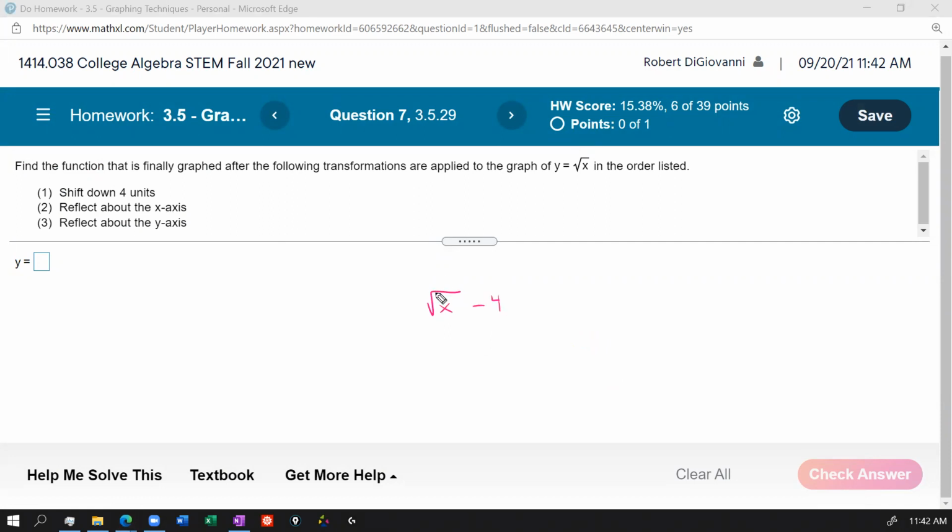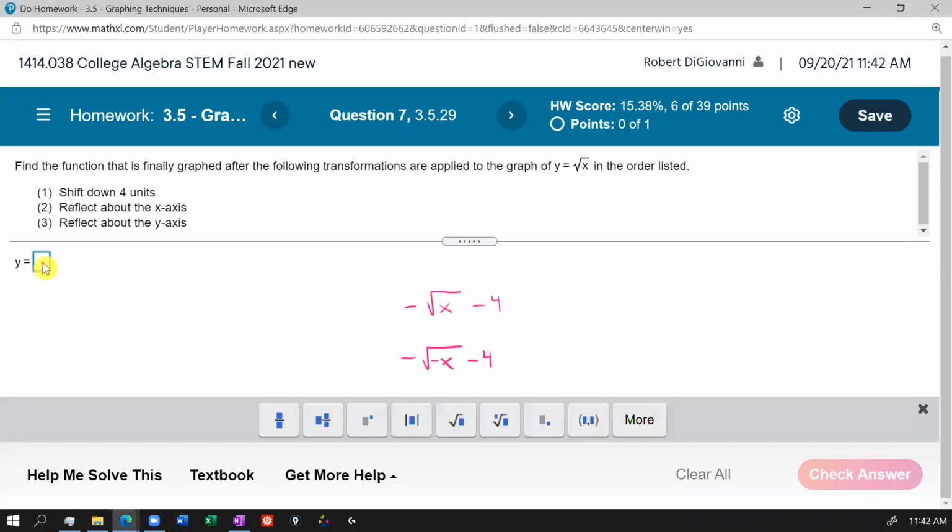Reflect it about the x-axis, which means we put a negative in front of the function. And then we want to reflect it about the y-axis, which means we want to put a negative in front of the x, like that. So let's try that. y equals negative square root of negative x. And then we want on the outside of that minus 4.